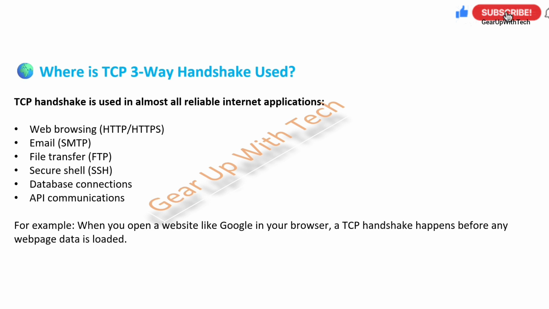So in the real world, where is the TCP three-way handshake used? The TCP handshake is used in almost all reliable internet applications like web browsing, email, file transfer, secure shell (SSH), database connections, and API communications. For example, when you open a website like Google in your browser, a TCP handshake happens before any web page data is loaded.